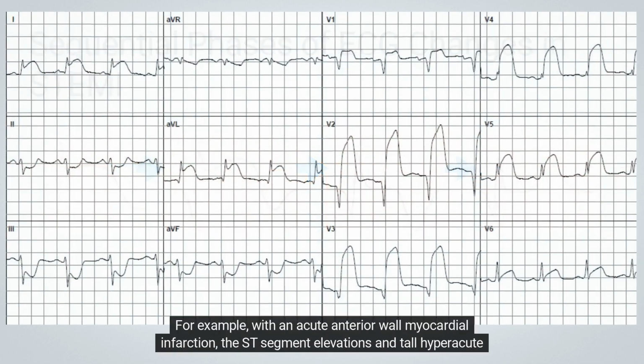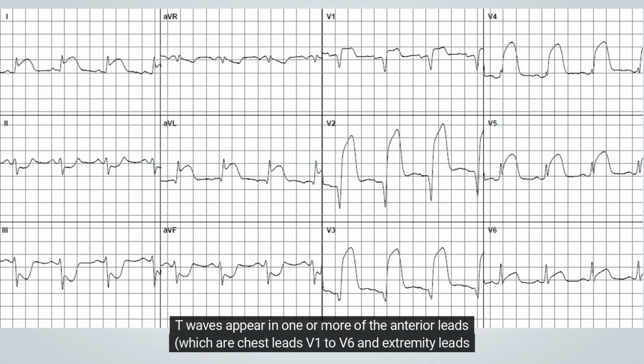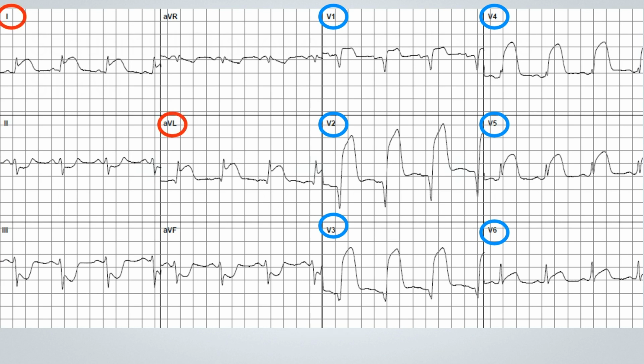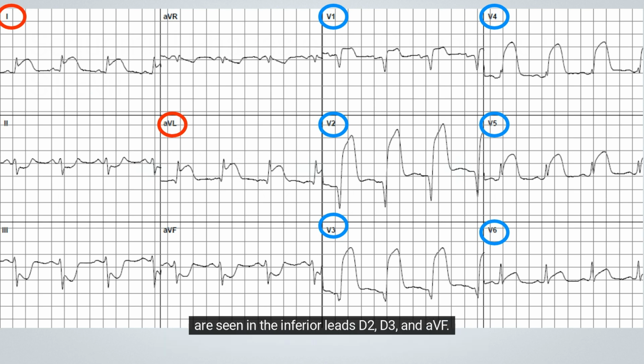For example, with an acute anterior wall myocardial infarction, the ST segment elevations and tall hyperacute T waves appear in one or more of the anterior leads, which are chest leads V1 to V6 and extremity leads D1 and VL. Conversely, with an inferior wall myocardial infarction, the ST segment elevations and tall hyperacute T waves are seen in the inferior leads D2, D3, and VF.